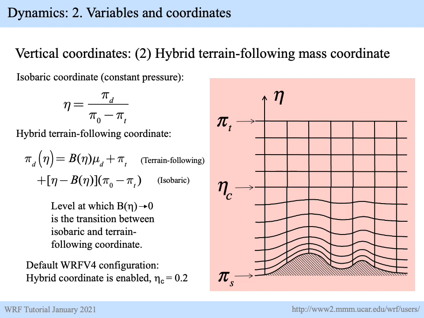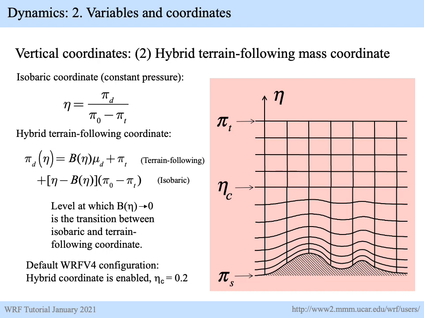It uses this function b of eta, where b of eta is equal to eta when the coordinate is terrain-following, and then it decreases to 0 when the coordinate becomes isobaric, meaning constant pressure. So this hybrid coordinate goes from terrain-following traditional form, is blended, and then it transitions to a full isobaric pressure vertical coordinate at the critical level eta sub c.